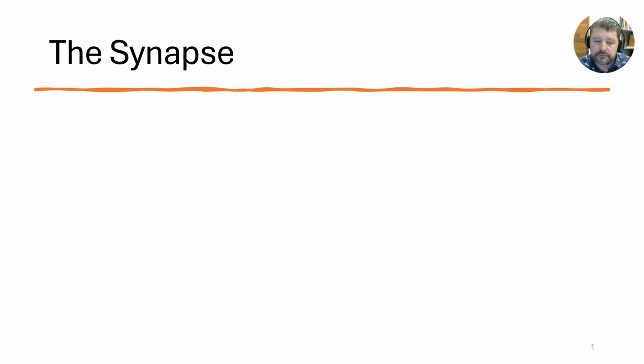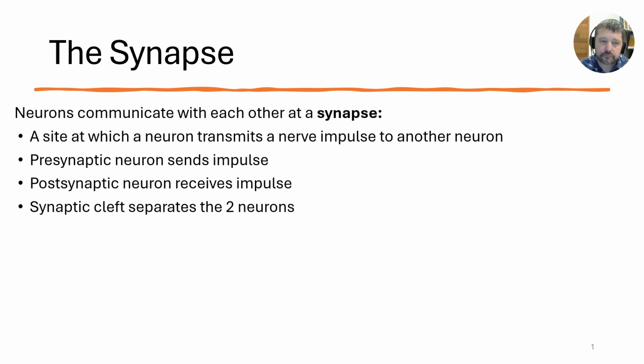Hi all, welcome back. The last topic I want to talk about is how that impulse works, moving from one neuron to either a muscle or to another neuron, okay, and we call that synapses. So synapses is the site where the neuron transmits that nerve impulse to another neuron, or it can be to a muscle, to the motor plate of a muscle, or to a gland.